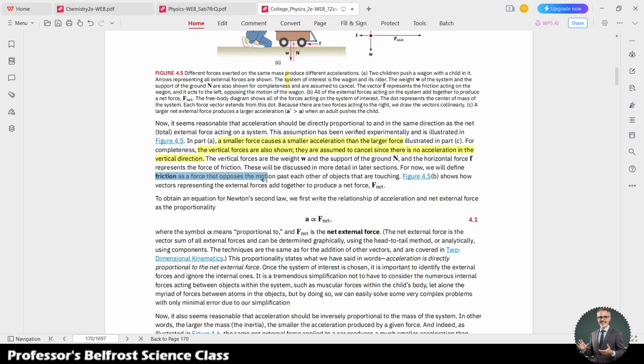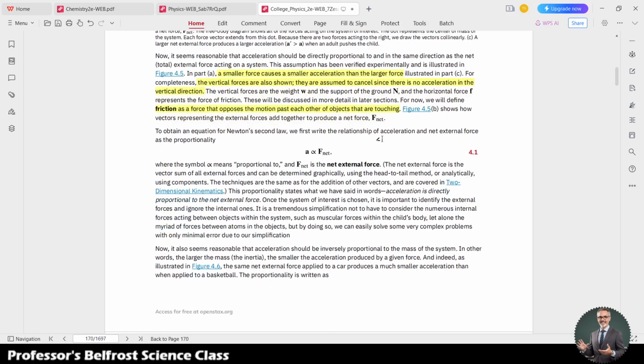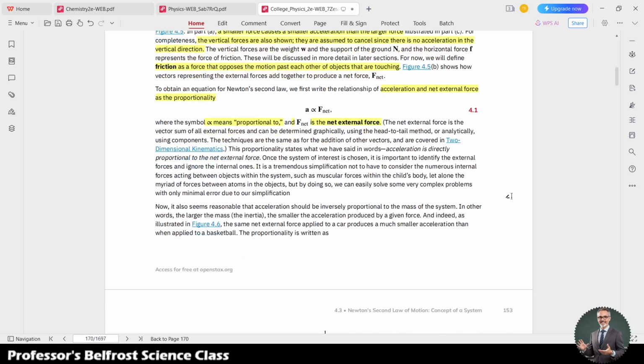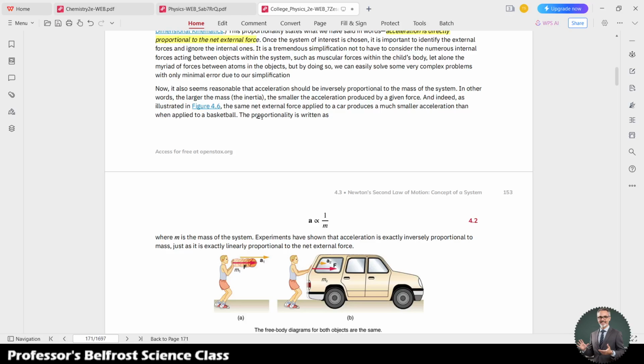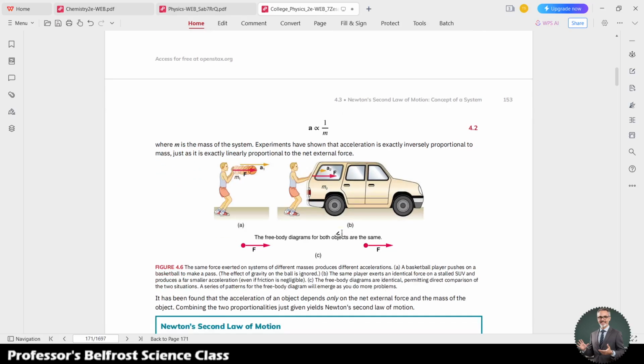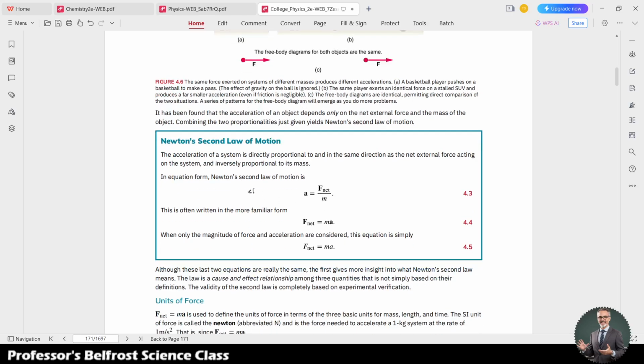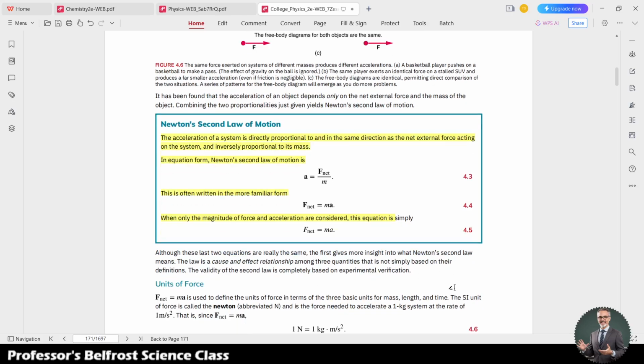Friction is a force that opposes the motion past each other of objects they are touching. And acceleration is proportional to the net external force. And acceleration is inversely proportional to the mass. So, in summary, Newton's second law of motion is that acceleration is proportional to the net force and inversely proportional to the mass, or it can be written in the more familiar form, F equals ma. If we only consider the magnitude, you can just omit the bold and make it italic.